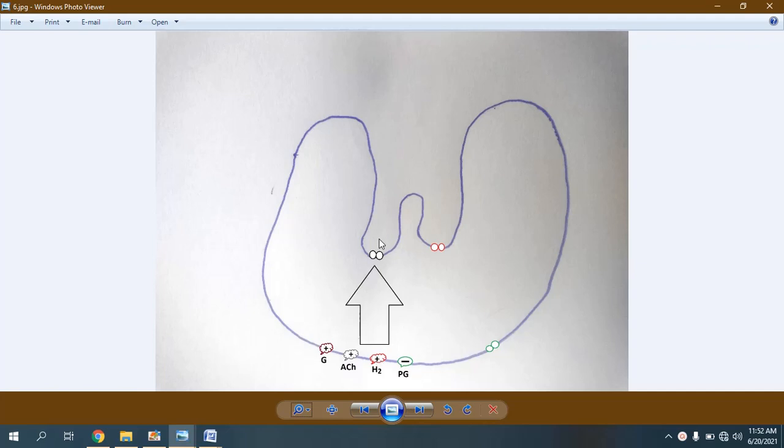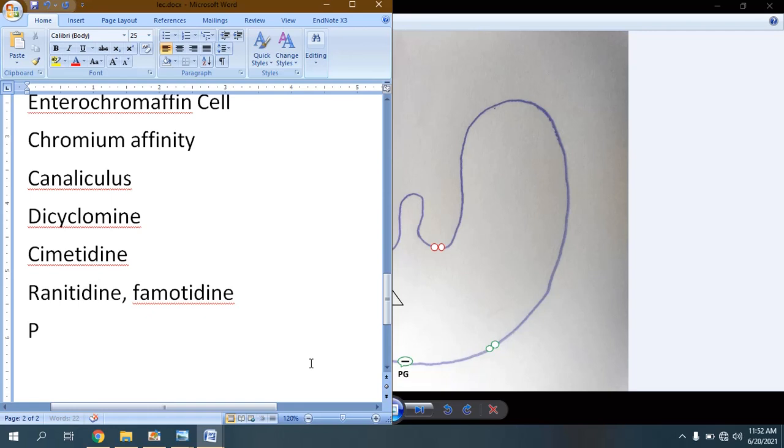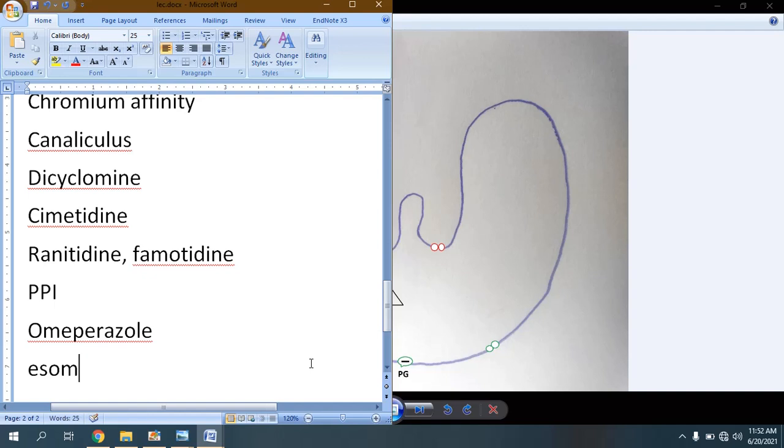Now, similarly, if we want to block this proton pump directly without the involvement of these receptors, how will we block this proton pump? We will directly block this proton pump with the help of PPIs, some sort of drugs that are called PPIs. What are these PPIs? For example, proton pump inhibitors such as omeprazole, esomeprazole, lansoprazole, pantoprazole, etc.